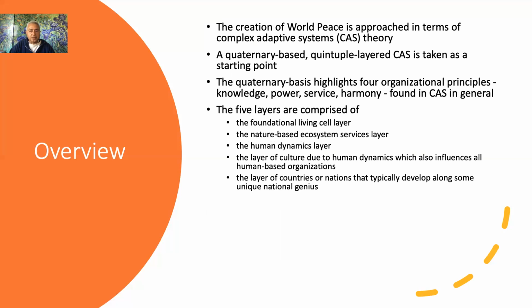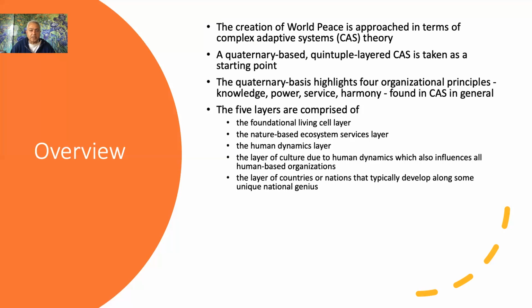The 5 layers comprise essentially of the living cell layer, which is the basis of all life, whether it's plant life, animal life, or human life. The nature-based ecosystem services layer, and these are services that we take for granted, such as food production, air filtration, water purification, carbon sequestration, and so on.